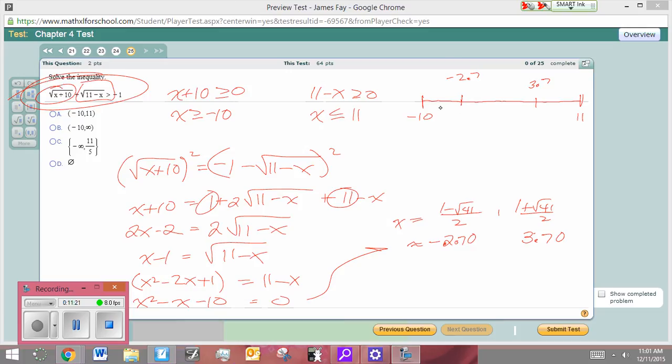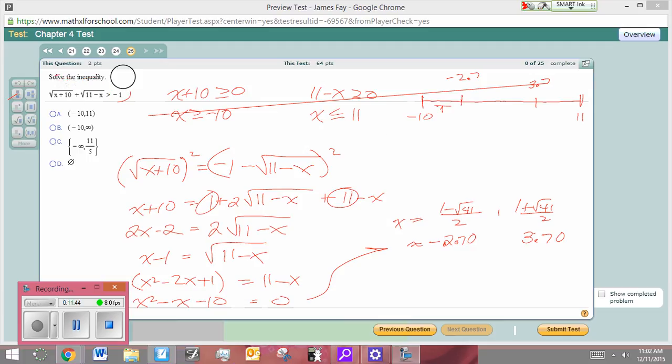I have to try a value in each one of these intervals back into the original inequality to see if I get true or false statements. So in this interval here, we have a number like negative 5. So if I put negative 5 in, I'll get radical 5 back. If I put negative 5 in here, I'll get radical 16 back. If I add those together, I'm going to get a number bigger than negative 1. So that's a true statement.